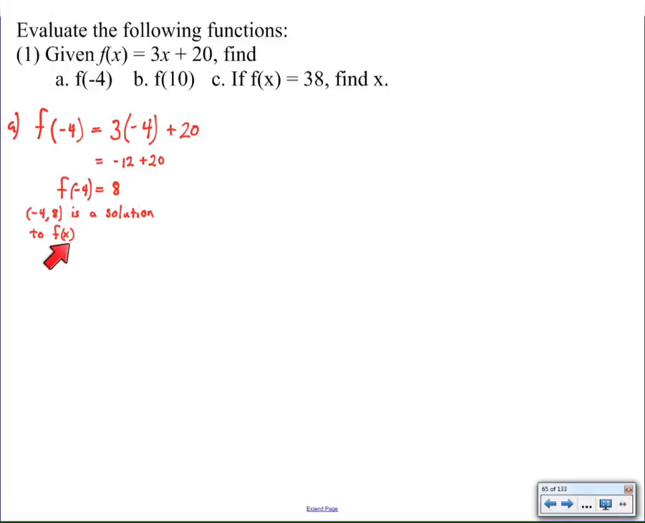So it's worth just reminding yourself. This is sort of a mantra. You want to repeat it several times until you get the hang of it, that when you substitute a value in for x and get a y, you're getting a solution to the given equation.